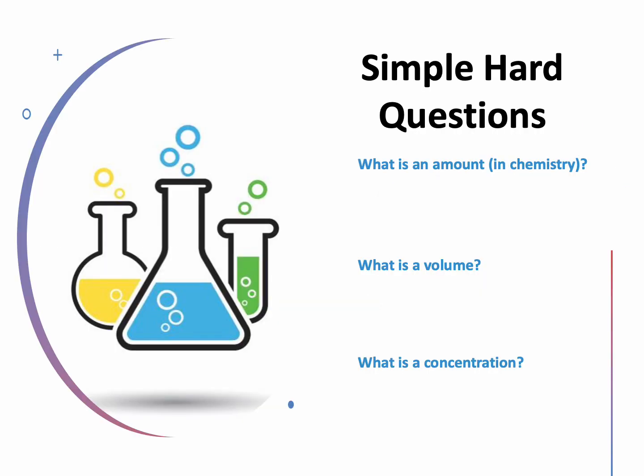So since we're on the topic of chemistry, let's ask some really simple, hard questions. In chemistry, what do we talk about when we talk about an amount? Well, an amount in chemistry simply refers to a quantity of matter, right? And it really depends on what our units are. Is it a mass? Is it a count of units? It could be anything, right? So that's what an amount means.